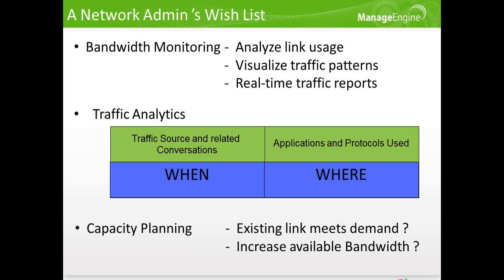So when answers questions like when did a traffic spike happen, or when a particular traffic conversation happened. So here most of you will definitely prefer real-time reports. With the real-time reports, you can see network issues almost as soon as they happen. And something else that is preferred is the ability to store them for later reporting and trend analysis. Now, you don't just want real-time reports, you also want options to save the data.